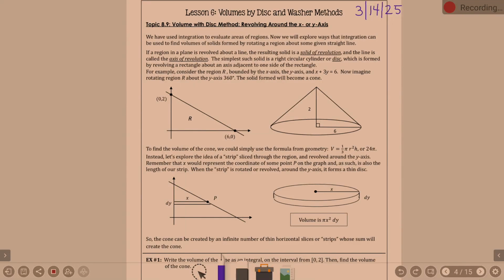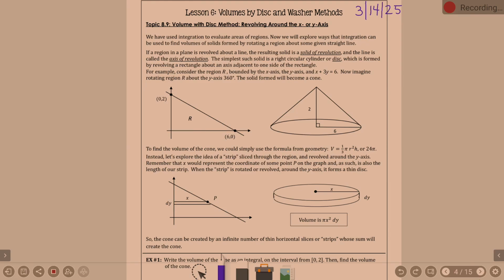8.6 are volumes by disk and washer methods. Okay, we've already talked about them a little bit. We've used integration to evaluate areas of regions. Now we're going to explore ways that integration can be used to find volumes of solids formed by rotating a region about a given straight line.